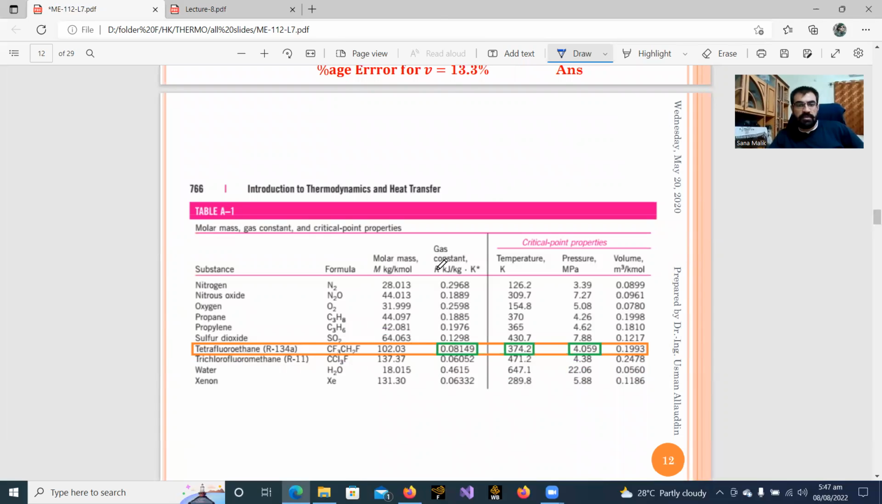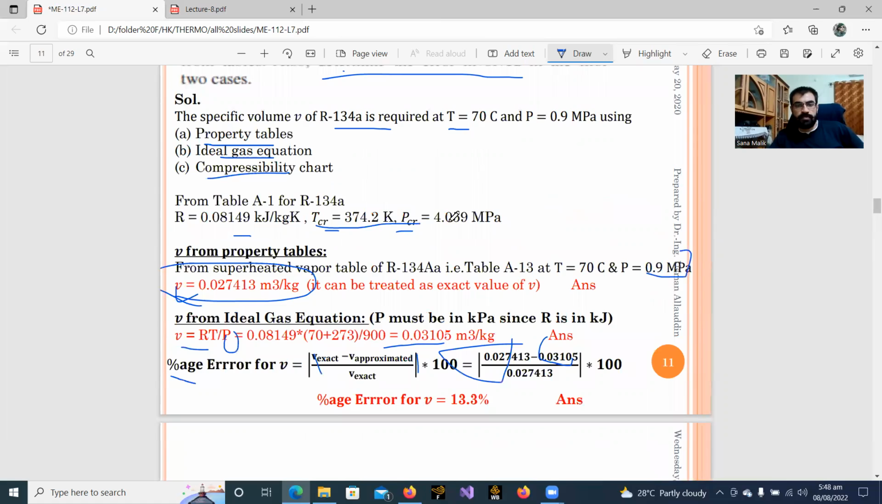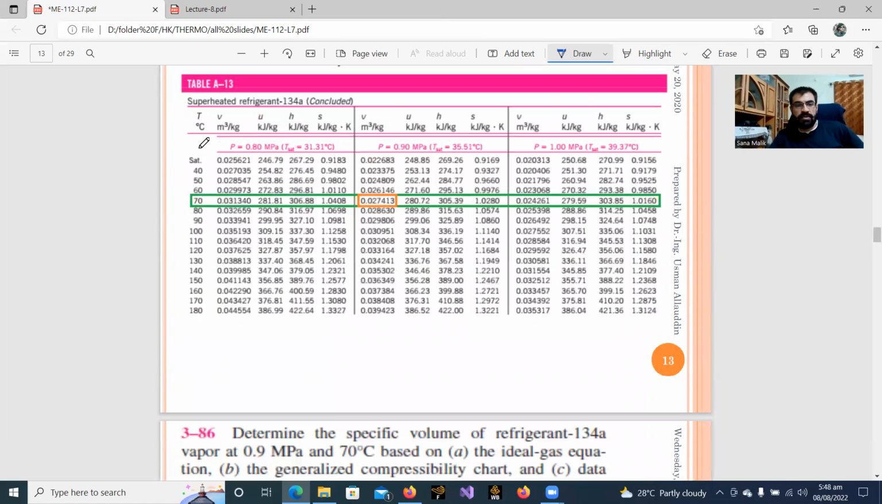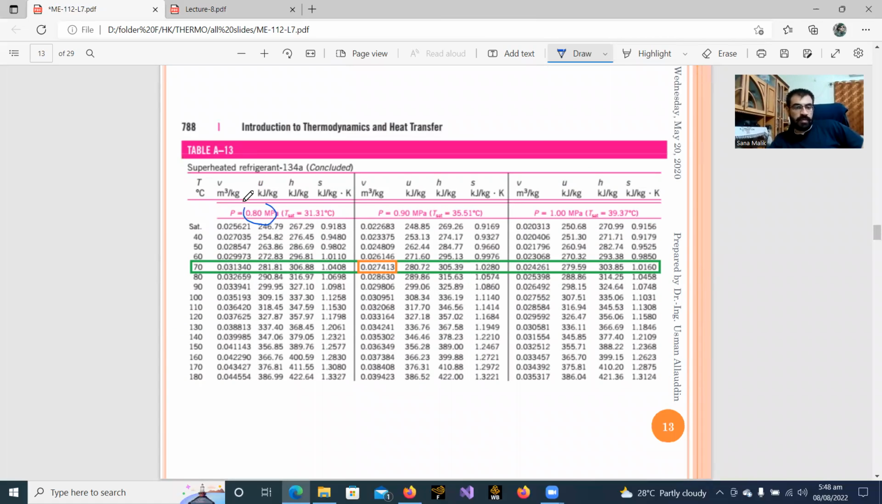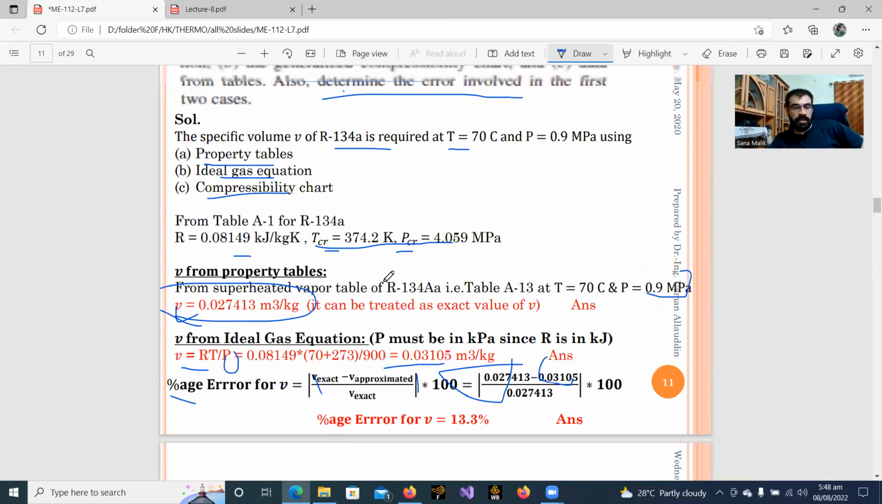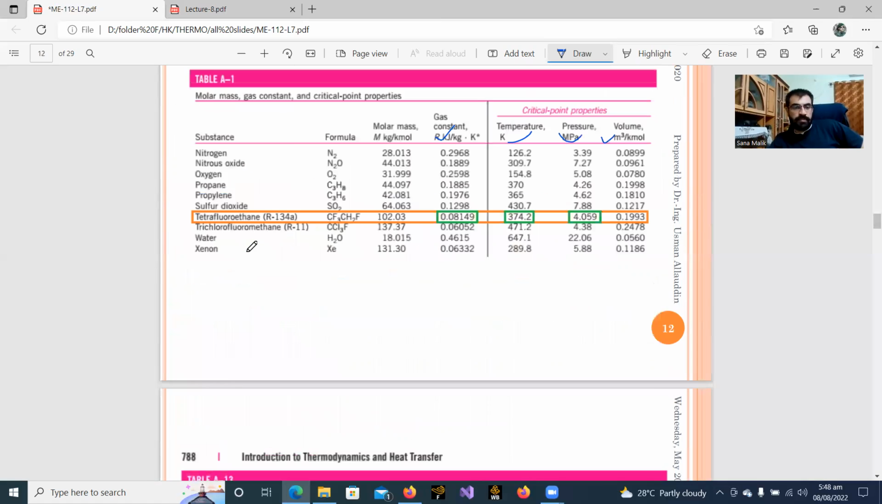So we found the critical temperature, critical pressure, and critical volume. Like this, we go to the superheated refrigerant table. Pressure was given. T saturation is 31.3, but look at our temperature, 70. So T was greater than T saturation, which means it is superheated.